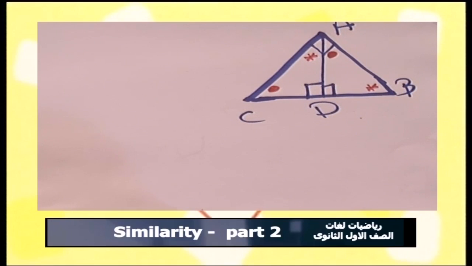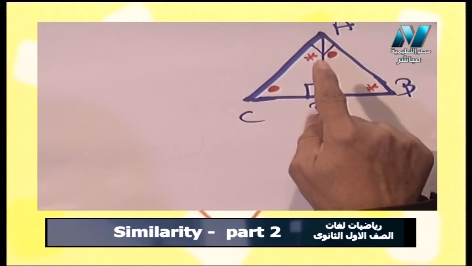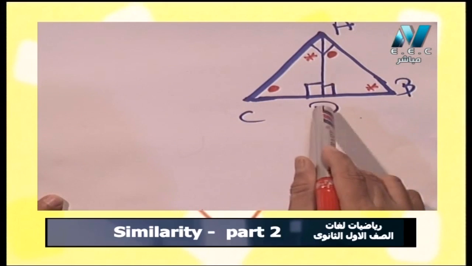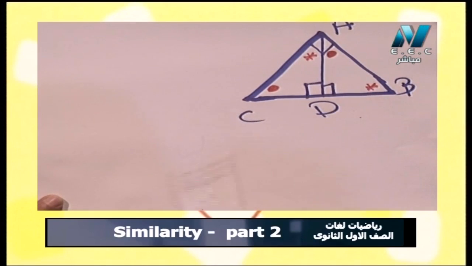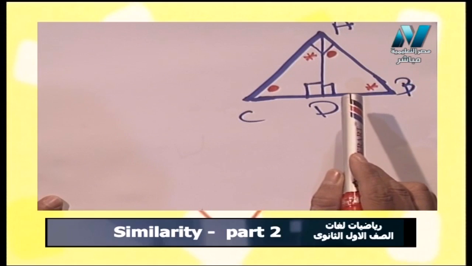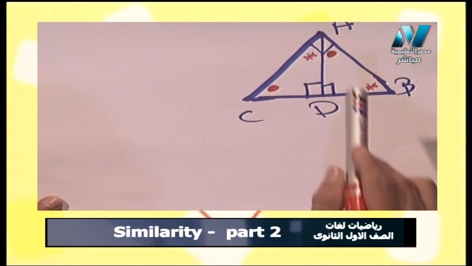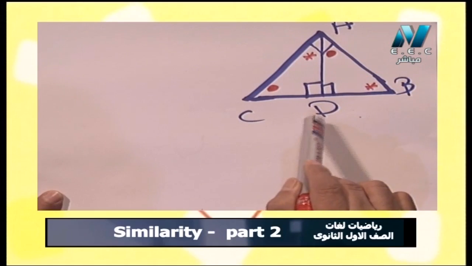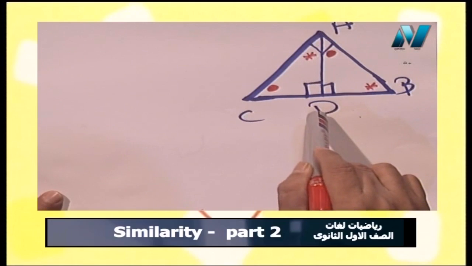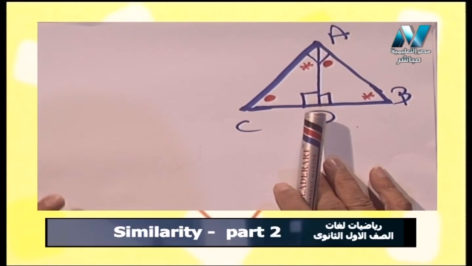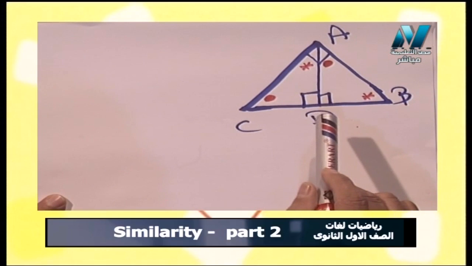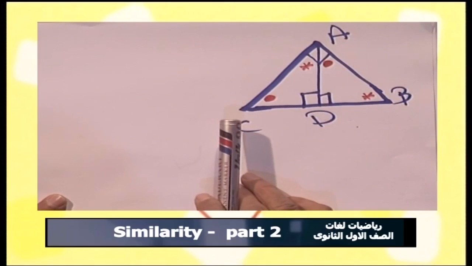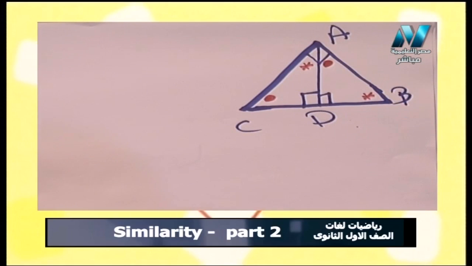So we have measure angle BAD equal measure angle C, and measure angle DAC equal measure angle B. So the two small triangles here are similar. The triangle ABD is similar to triangle CAD, and all of them are similar to the original triangle, which is CBA. How can we write them?